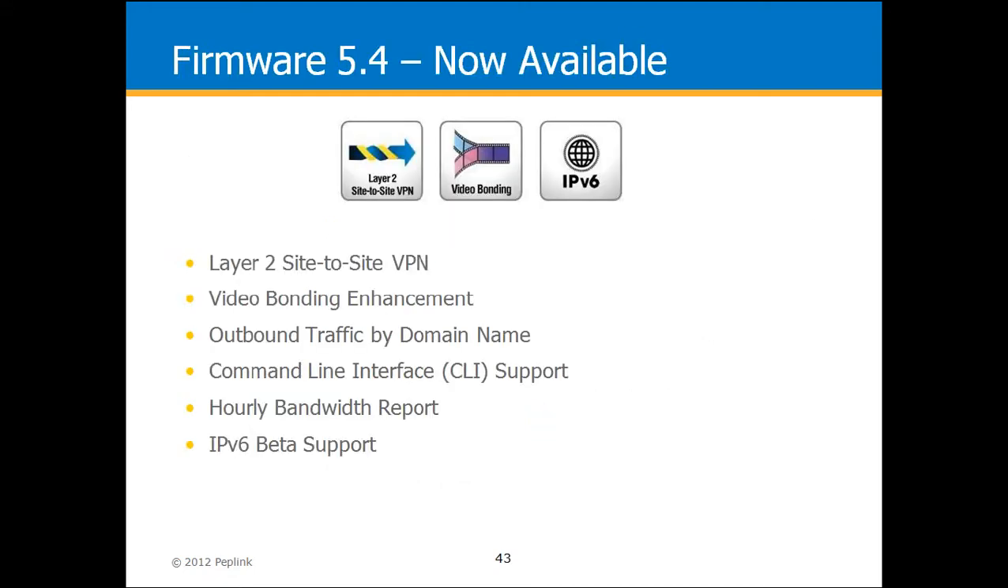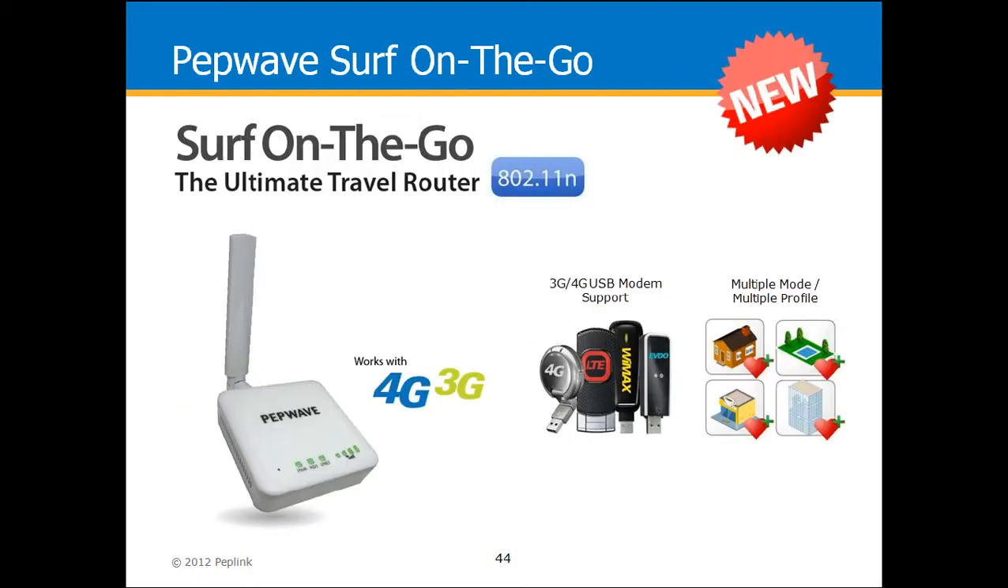Our firmware 5.4 has now been out for a little while. We've added layer 2 site-to-site VPN support, a video bonding enhancement. We can now do outbound traffic rules and firewall rules by domain name instead of just IP address. We added a command line interface. A lot of customers asked for CLI support, and we've added that. We've also added an hourly bandwidth report, as well as support for IPv6 with this firmware. And this is the current firmware shipping right now.